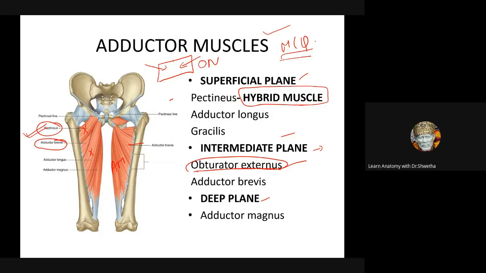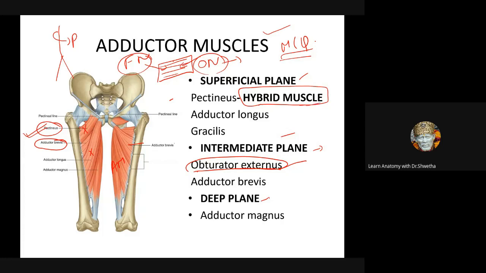Femoral nerve. Very good. You remember the trunk of the femoral nerve? Before giving the anterior and posterior divisions, from the trunk it supplied the pectineus. So, pectineus muscle is supplied by two nerves, namely, the obturator nerve and the femoral nerve. That is why this is called a hybrid muscle.